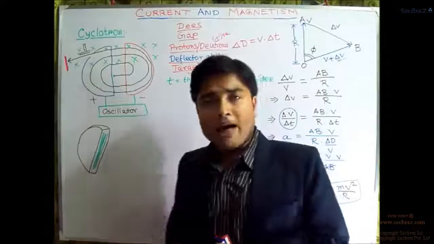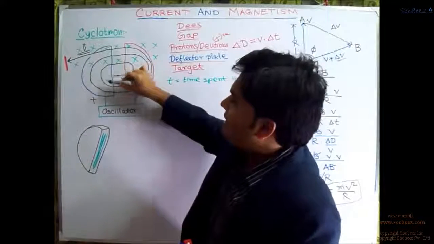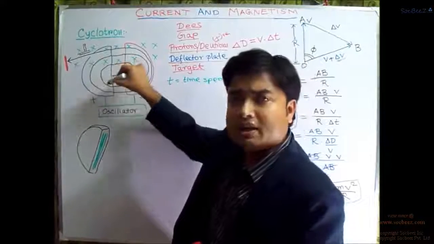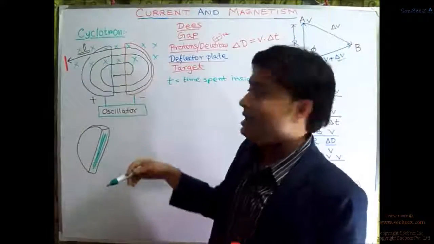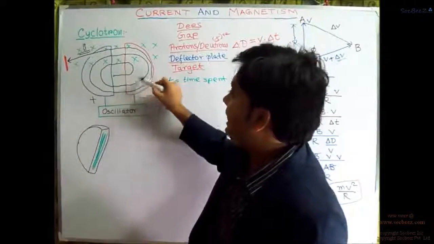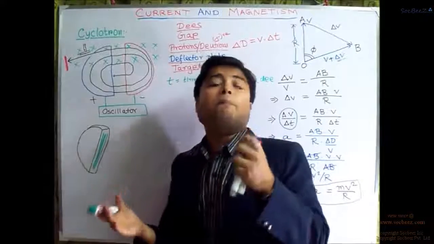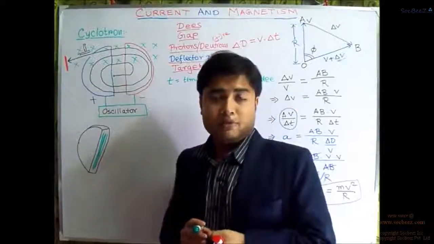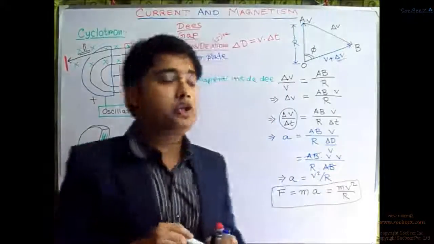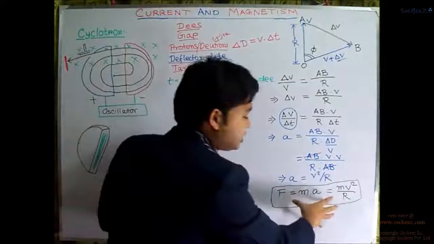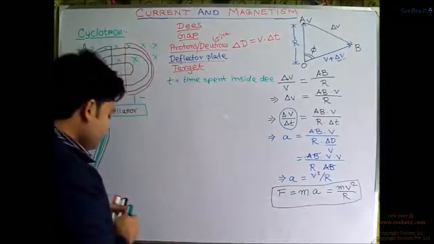Now, you may ask me why I have made this particular semicircle bigger than this, and why subsequently I made each of the semicircles bigger than the previous semicircles. Well, to understand it, we are now going to take the help of this force, the Lorentz magnetic force.